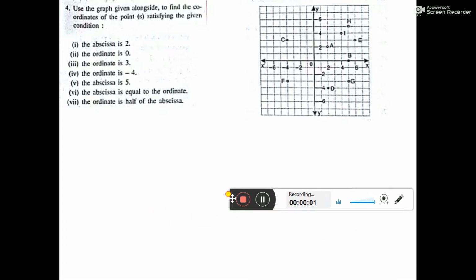Listen to this question a little carefully. Use graph paper alongside to find the coordinates of point S, the point satisfying the given condition. Abscissa is 2, that means the value of x is 2. So along the x axis, the value of x is 2.